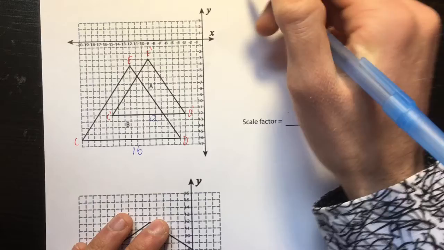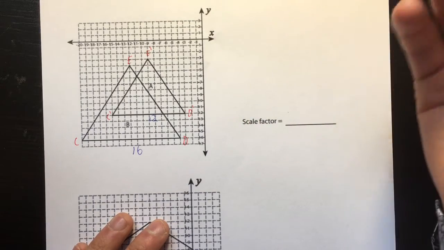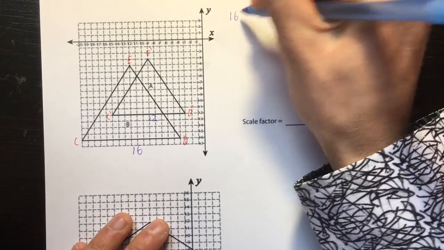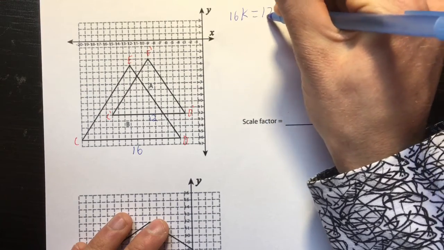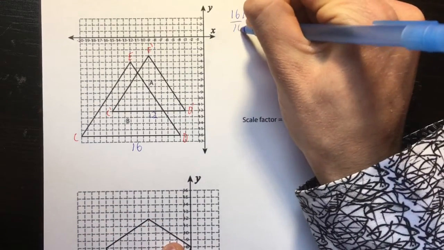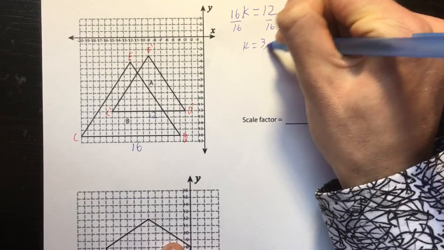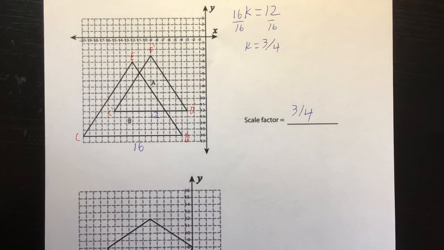Well, to identify our scale factor, we take our pre-image, multiply it by the scale factor, and that should give us our image. So the length of our pre-image is 16, multiplying by our scale factor k should equal 12. Divide both sides by 16, and we get k is equal to 3/4. So our scale factor is 3/4.